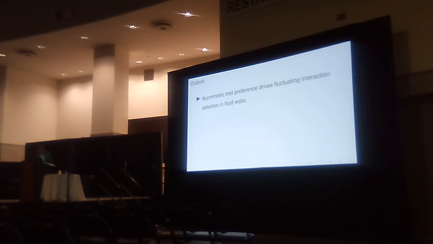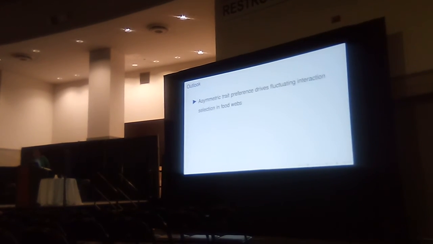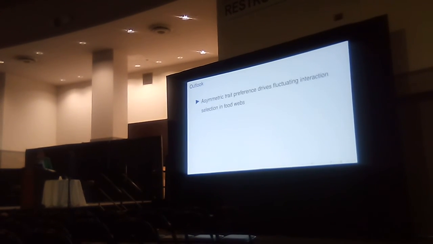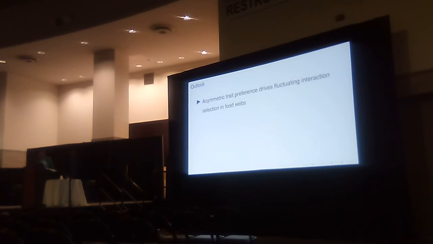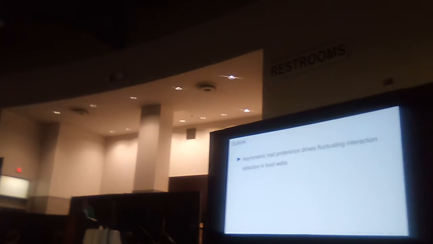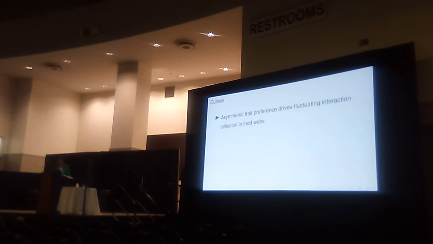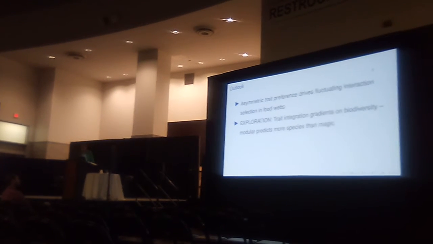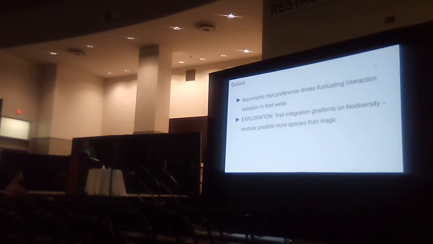Just to summarize, in the first part of the talk, we have been trying to work with a framework to understand how asymmetric trait preference might be driving fluctuating interaction selection in food webs. You can have many species with pairwise interactions that are fluctuating, and the biotic traits governing the dynamics and stabilizing the food webs. We're in an exploration phase where we explore trait integration gradients on biodiversity dynamics.